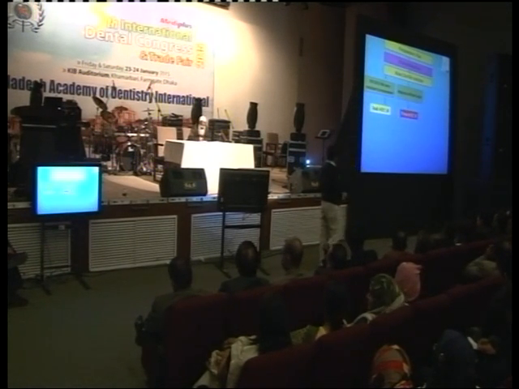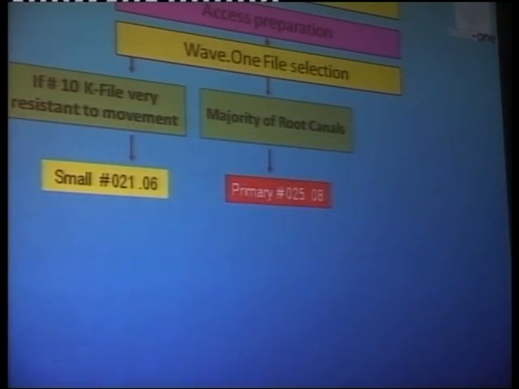Next, the medium canal is measured with the primary file. That is, the primary file is number 25 tip diameter and 8% taper. And this is the large. How will you select it?